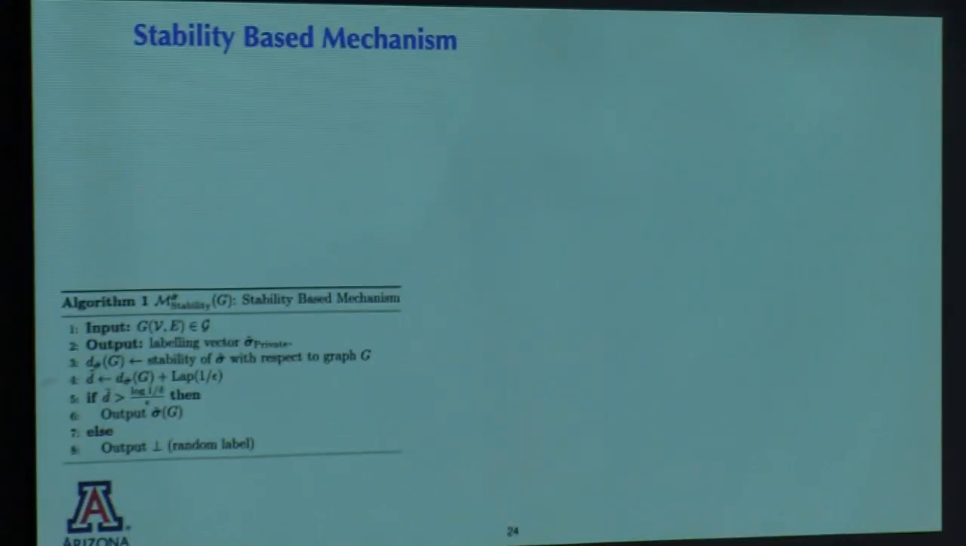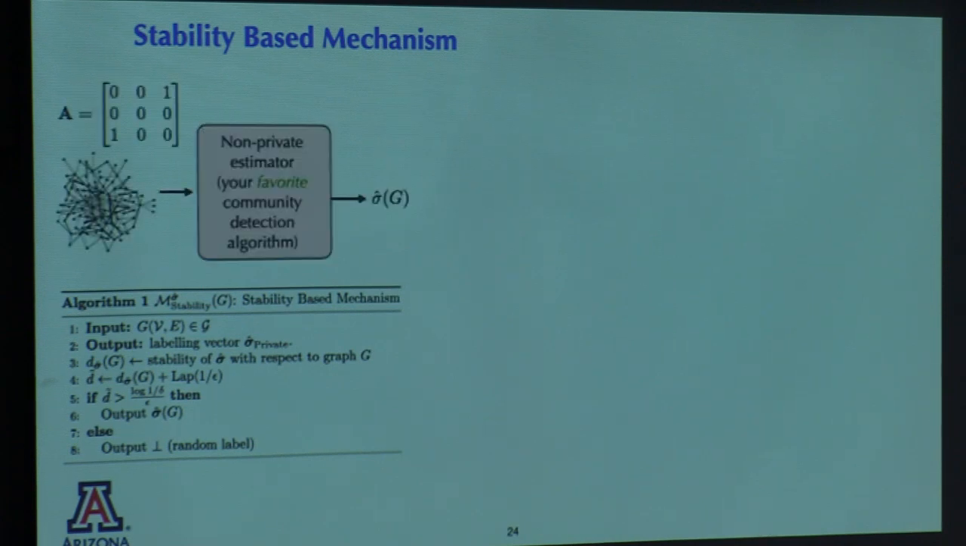And so here's a stability-based algorithm. In fact, this algorithm is also a classical algorithm. We didn't invent this algorithm. If you know the old textbook on differential privacy, The Algorithmic Foundations of Differential Privacy by Dwork and Roth, in one of the first chapters of that book, they also talk about these stability-based mechanisms. So the idea is the following.